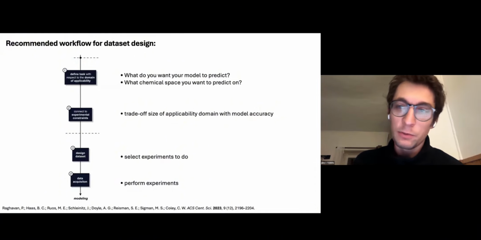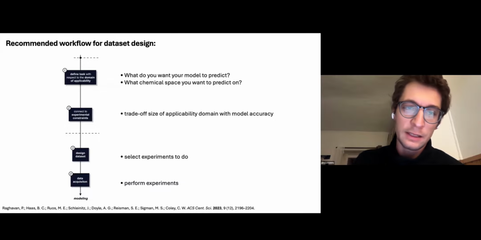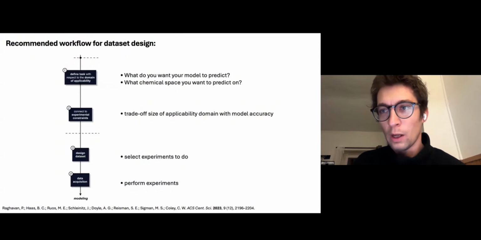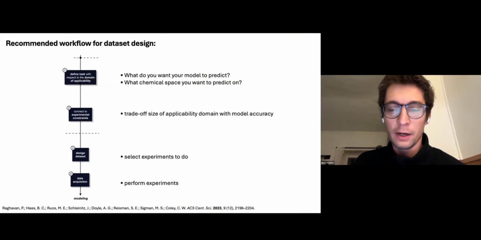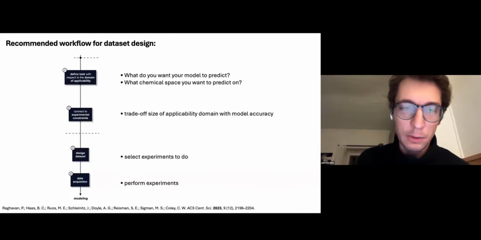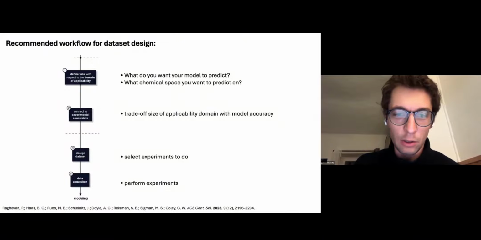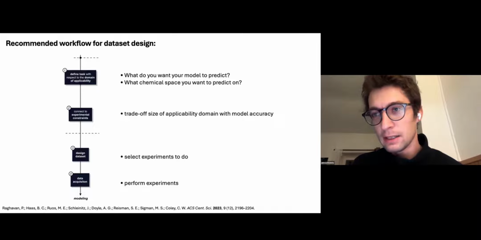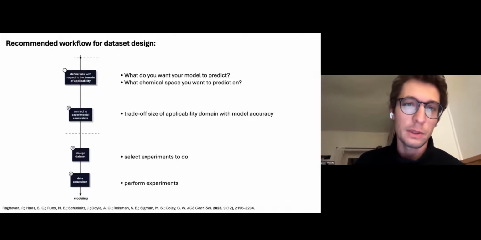to have a model that's going to be able to do that. And when you think about that, you have to put that into regard to experimental constraints and what kind of data you can acquire, how much data you can acquire, and how that balances your goals of having a model predicting on a large domain of applicability. And when you think about those two parameters, you can start designing a data set and designing the experiments you want to do to build your models and perform your experiments.